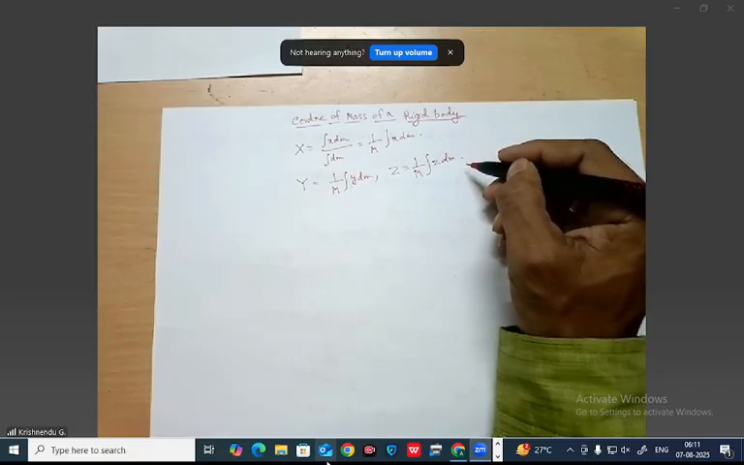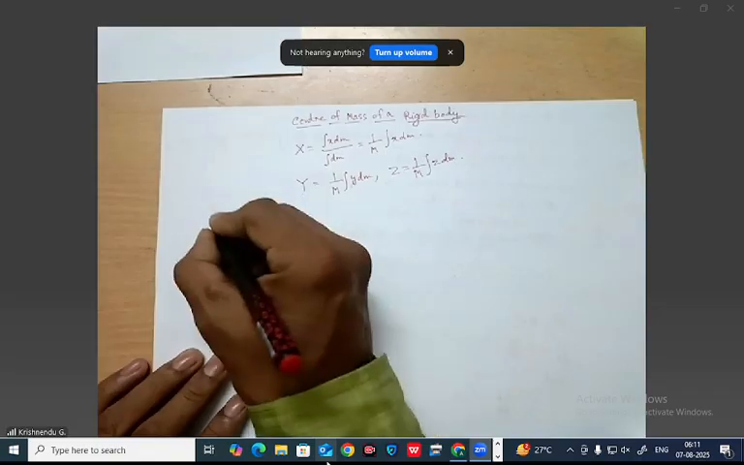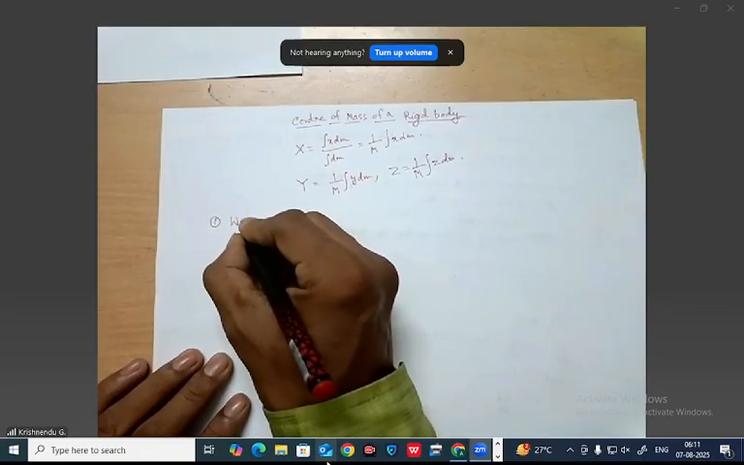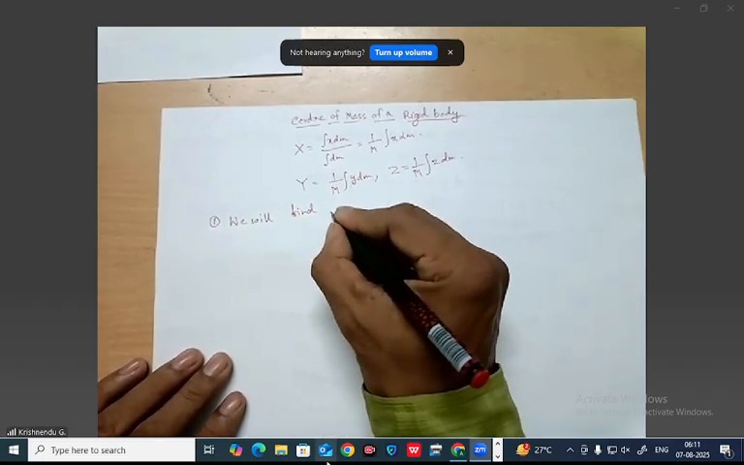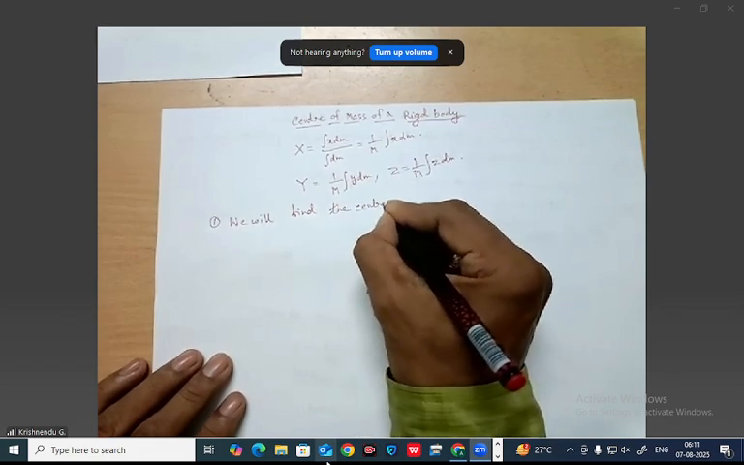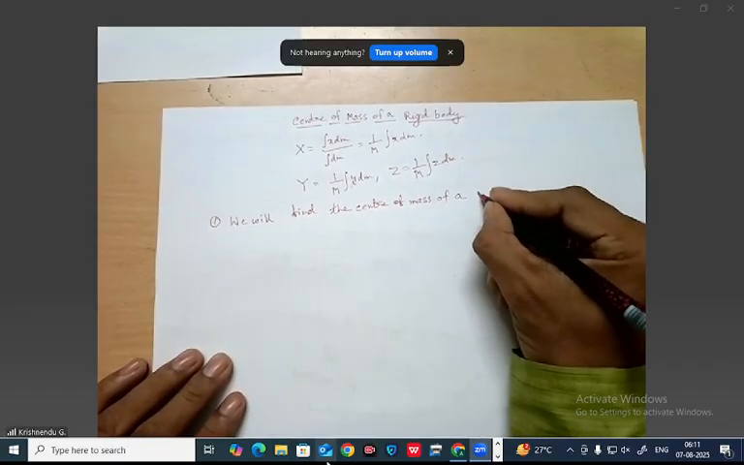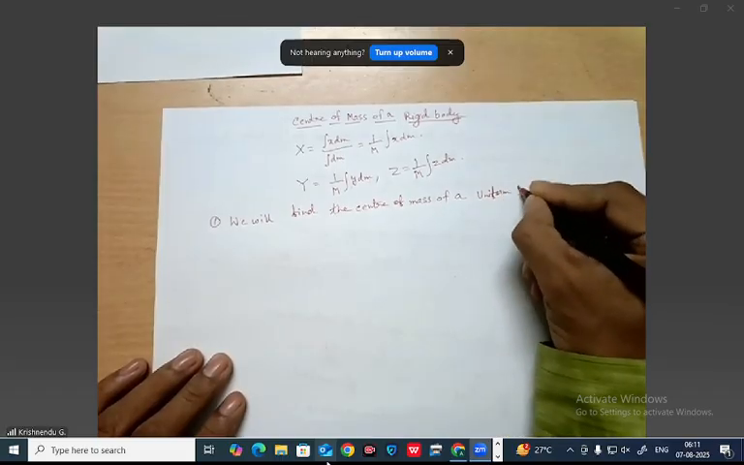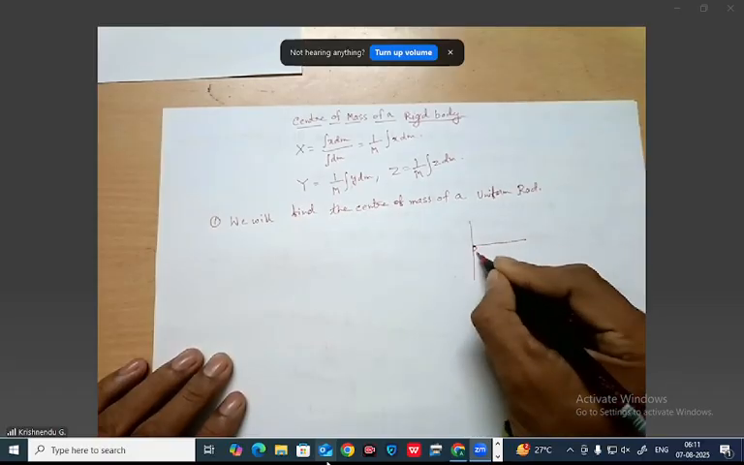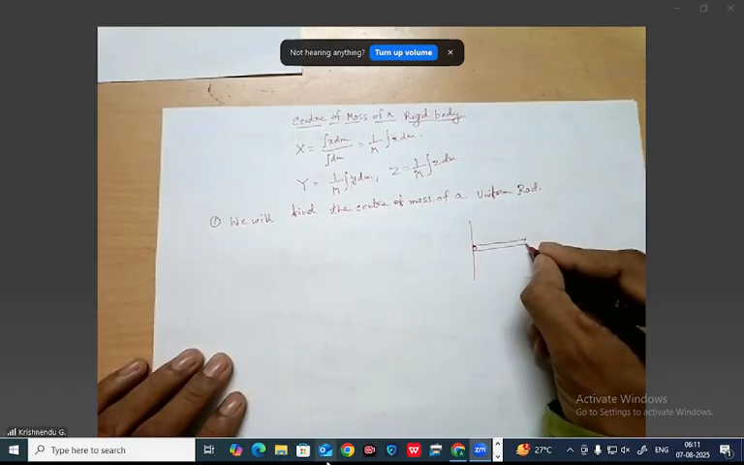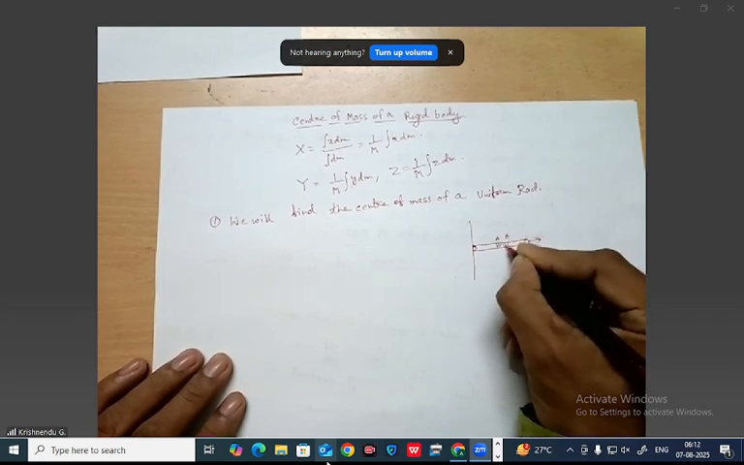Now we will find the center of mass of a uniform rod. Let's find the center of mass of a uniform rod. Suppose this is a rod here. We've taken this part A to B, and this is dx.